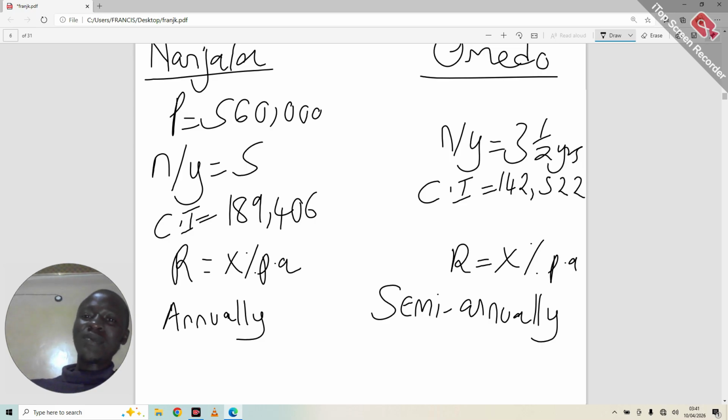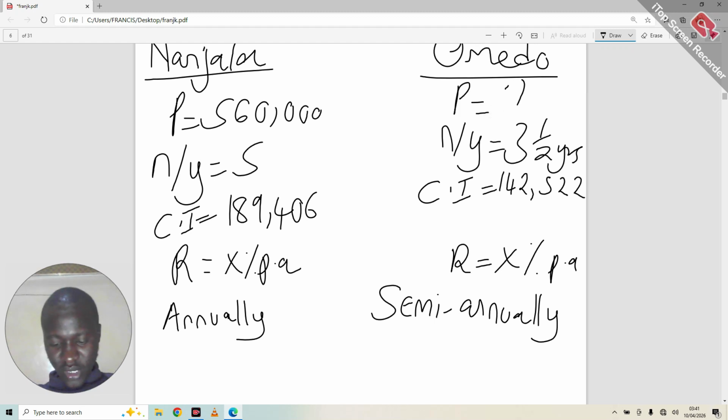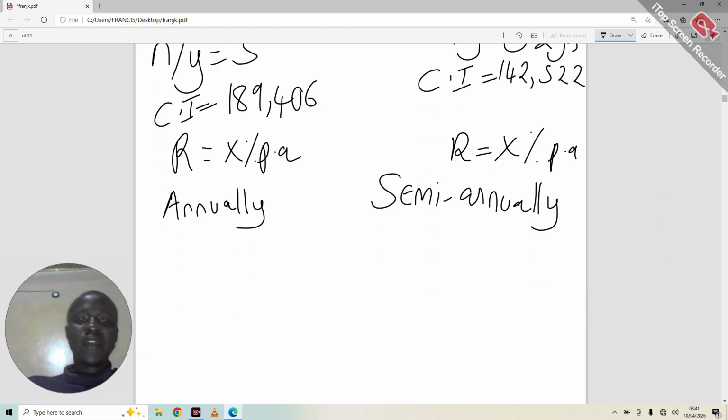Now, coming to principal, we are being asked to get the principal of Omedo. The question asks, find the principal amount that Omedo invested. So they want us to get the principal for Omedo. So let's use the details of Nanjala to get the principal of Omedo. So what can we calculate on the side of Nanjala? Rate. Right. So we can get the rate on the side of Nanjala using the same formula.